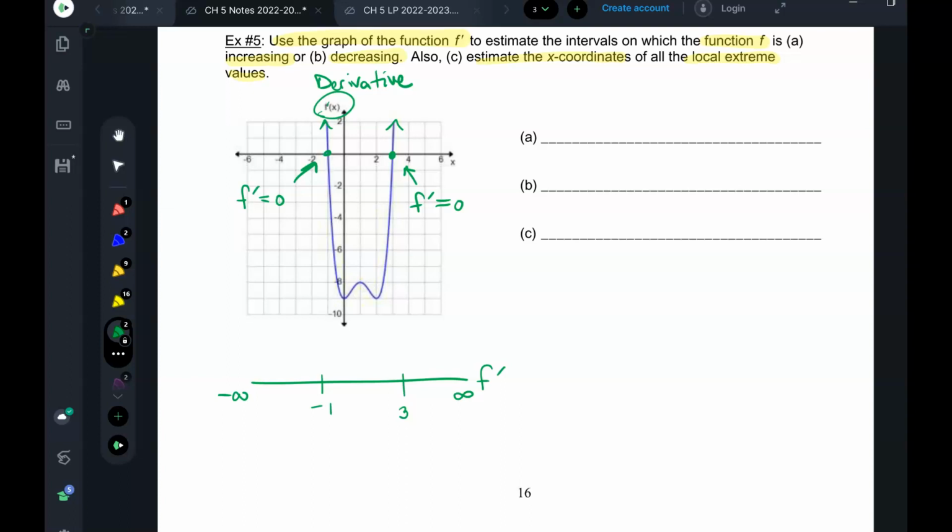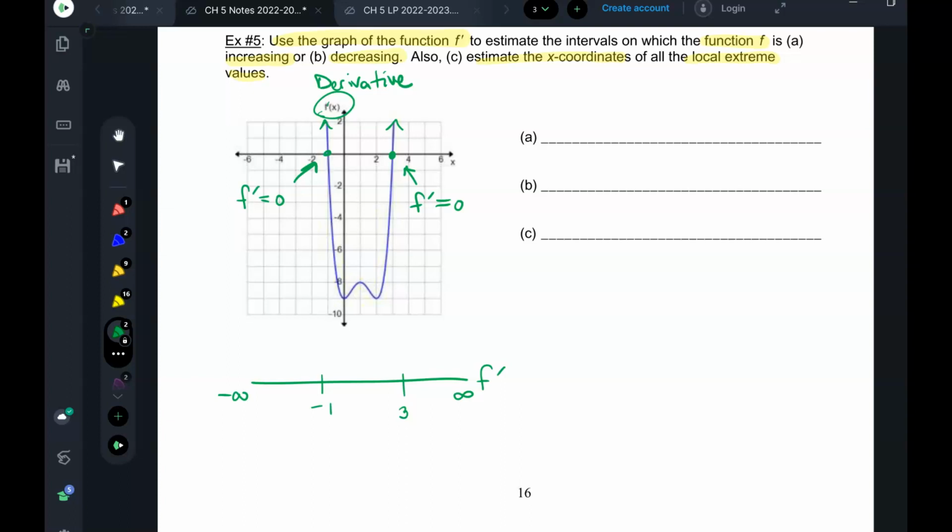But now I want to interpret the actual derivative graph, because what happens on a lot of the multiple choice or FRQs, you might have the original graph, you might have the first derivative graph, you might have the second derivative graph. And then you have to know how to interpret it, okay?